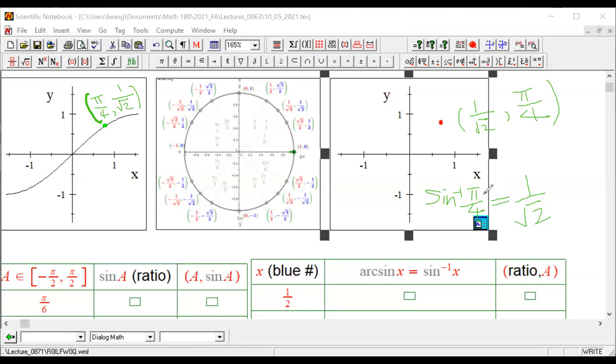This shows that this student has no idea what the input is for sine inverse, for the nature of the function. If you have a calculator, you input sine inverse of pi over 4. Tell me what you get. I assure you, you're not getting 1 over root 2. You're not getting 0.707.